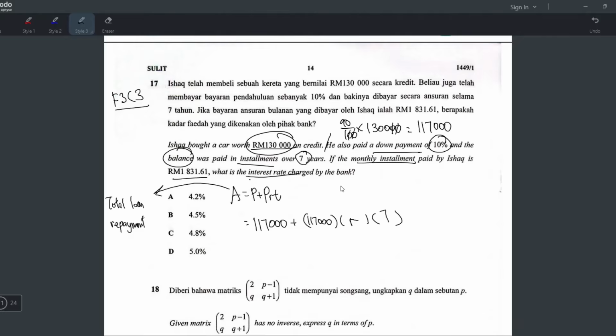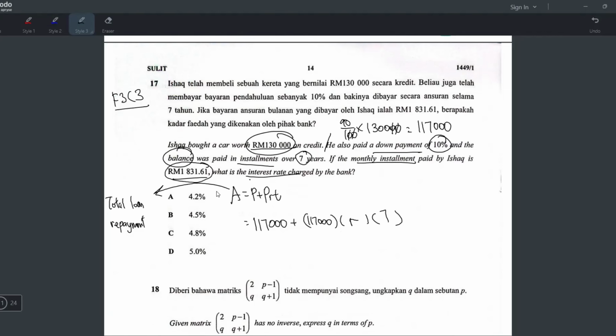Okay, sebenarnya kalau nak cari R, kita kena ada ni. Kita kena ada A. Betul tak? If I don't have the A, I cannot find the R. Okay. So, contoh kalau soalan suruh cari total loan repayment, we just have to have P and then PRT. Because we have all these, we can find A, right? But if I don't have the R, that means they have to give me the A so that I can cari balik.